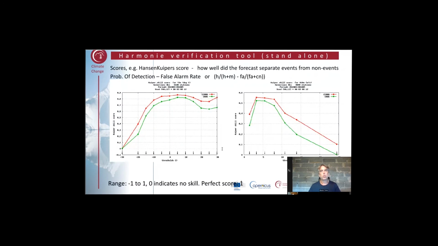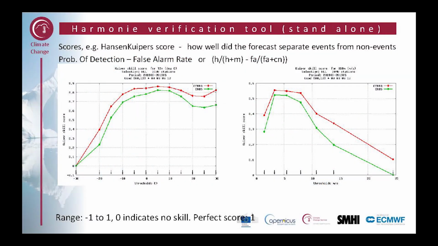Other verification tools or scores, you can look at the skill scores. There are different kinds of measures. What's shown here, as an example, is the Kuiper skill score. Closer to 1 is the better. And this is for 2-meter temperature again.